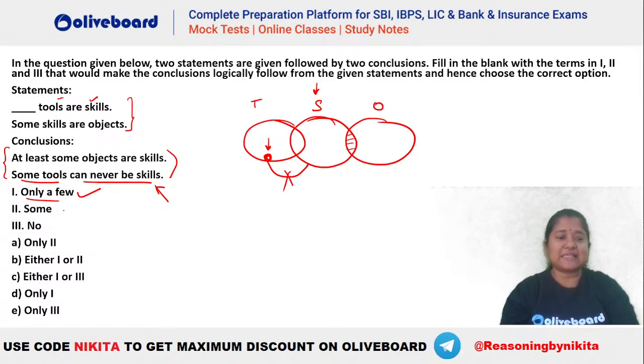Second says some, that is, some tools are skills. If you have some tools are skills, there will be nothing which is negative in nature. All the statements will be positive. So no conclusion can be definitely negative. That means some is not the right answer.